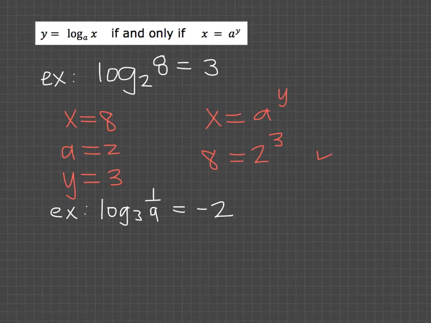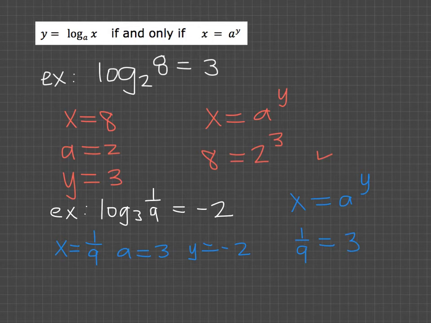All right, another example. We want to convert this to exponential form, so let's identify the pieces. x is what we're taking the log of, so that's 1/9. a is the base, that's the 3. And y is what it's equal to, -2. So rewriting it as x equals a to the y, we get 1/9 equals 3 to the -2.